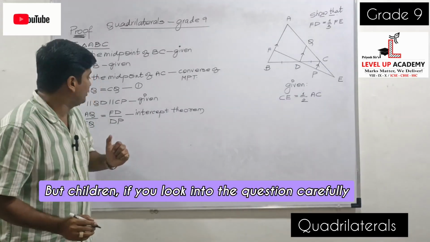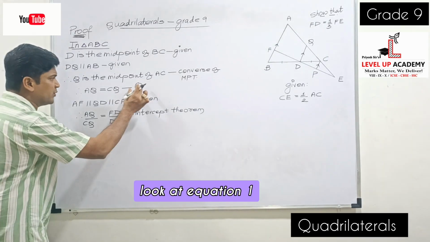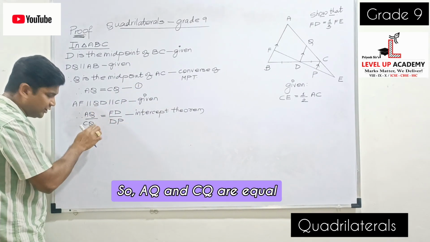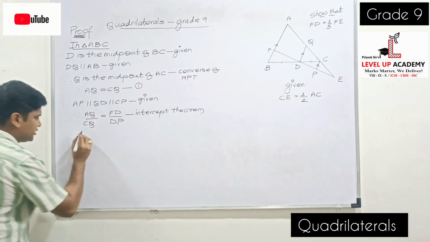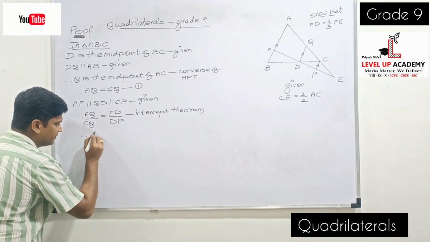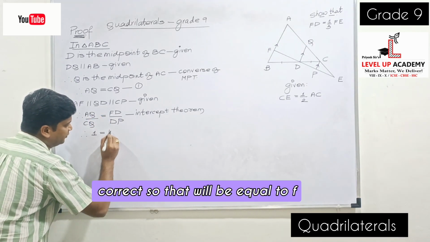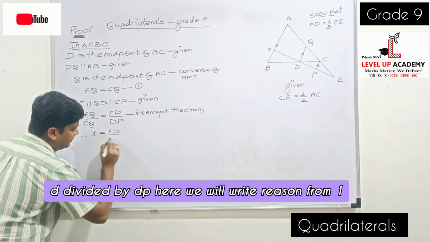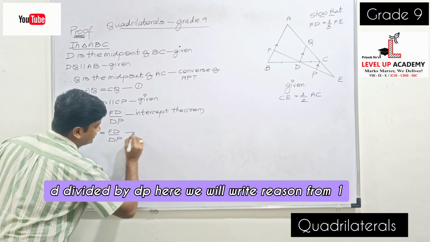But children, if you look into the question carefully, look at equation 1. AQ CQ को equal है. अच्छा, मतलब AQ और CQ equal है, मतलब ये दोनों का रेशियो हो जाएगा 1. Correct? So that will be equal to FD divided by DP. यहाँ पे हम रीजन लिखेंगे फ्रॉम 1.